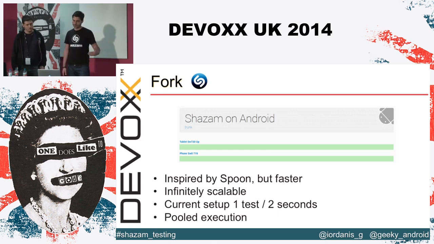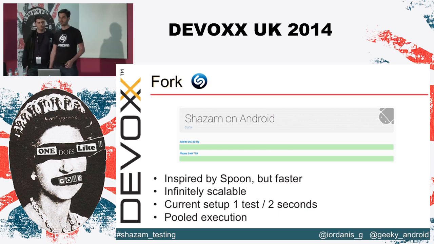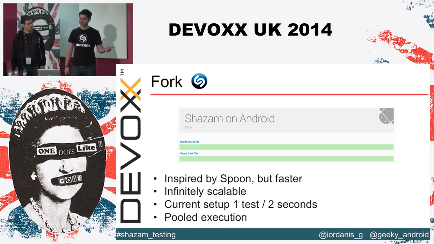To catch any errors like that, we use Spoon on a nightly basis. So for continuous integration, we use Fork. And then nightly use Spoon. By the way, this is a tool that's going to be open sourced very soon. It's not out there yet.